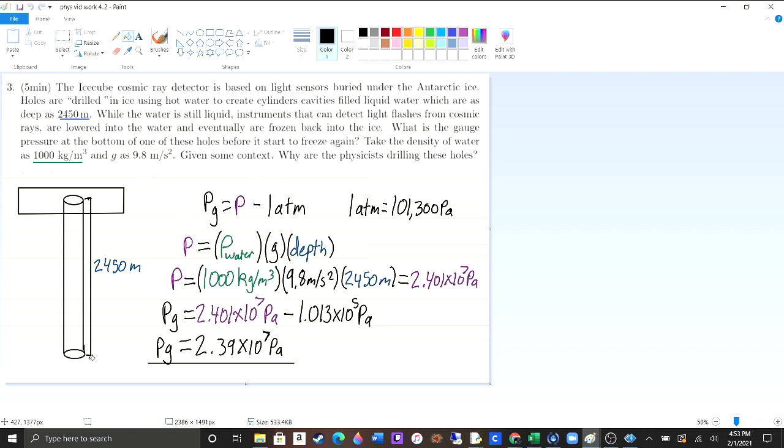Because they're targeting very high energy particles, they will be able to travel all the way to the bottom, and it kind of just makes it easier because there's not as much disturbance by other things hitting the sensor.